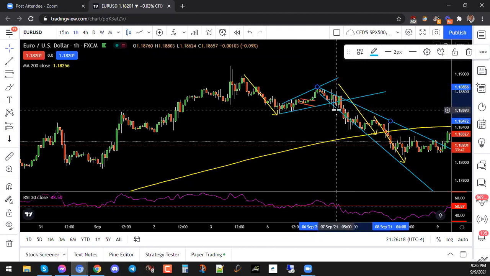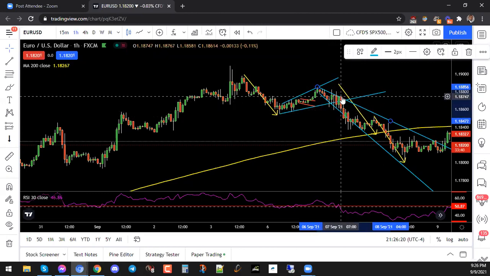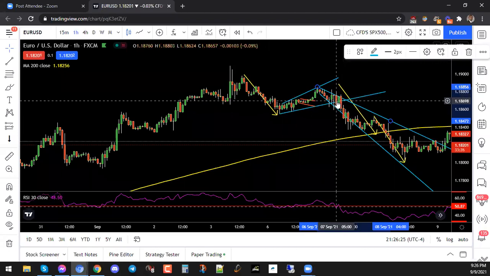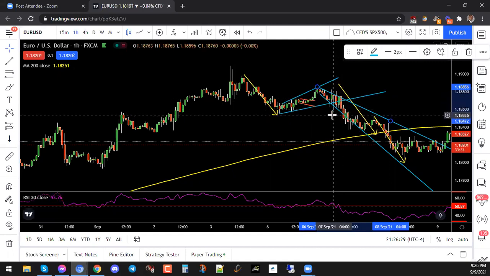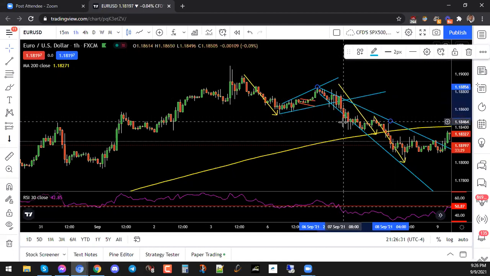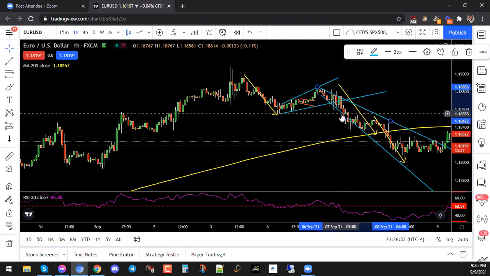For example, in this case, you can go long. If you went long, it hits the top trend line, closes back inside the pattern, you exit your long. You go short, it hits the bottom trend line, closes back inside the pattern, you can exit your short. Okay?